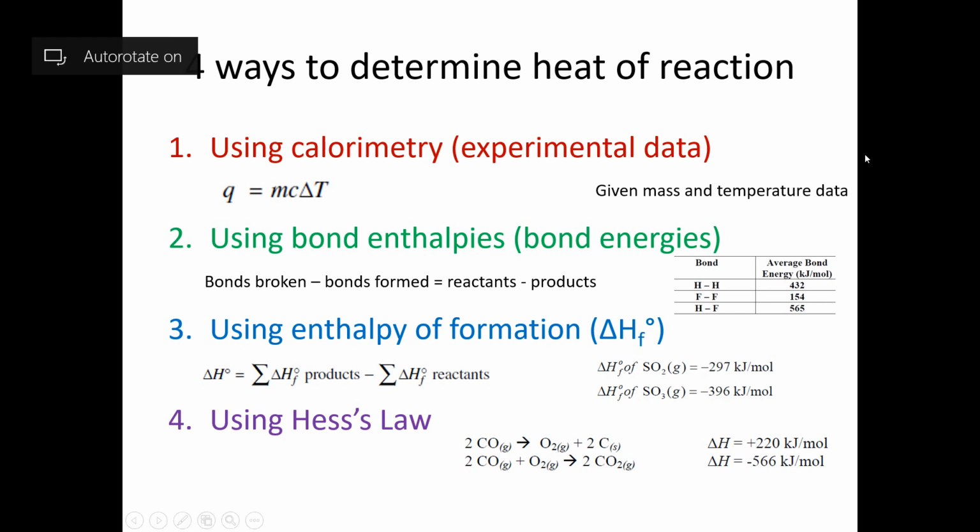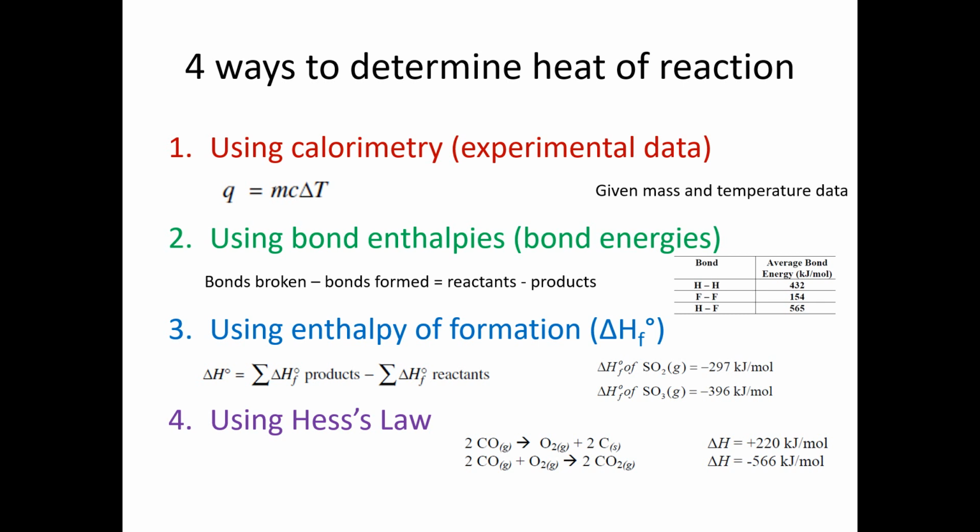Welcome. In this video we're going to talk through some ways to determine the heat of reaction, and we're going to be focusing on using heats of formation and using Hess's law. But first we're going to do an overview of the 4 different ways to determine heats of reaction, because you want to think about what the problem's giving you and which would be applicable in a given situation.